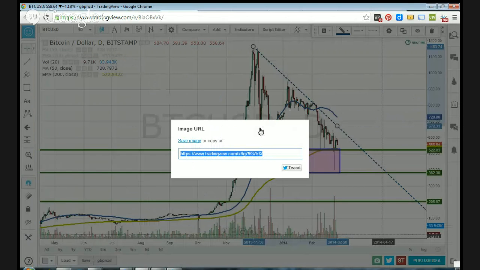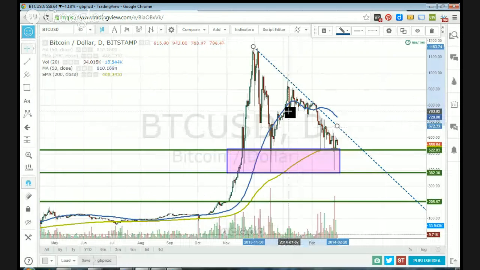On the screen right now is a Bitcoin chart, which has gotten a lot of attention in the media lately. You can see it's a daily chart. There's a downward trend line. It definitely looks like there could be a demand zone here. Buyers have definitely stepped in at around 522. It's kind of a big range here, between 380 and 522. That could be an interesting level to buy at.